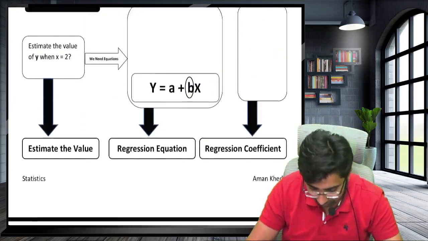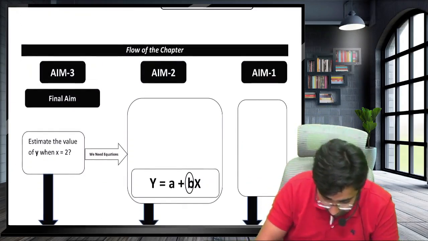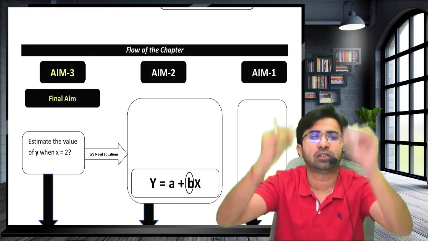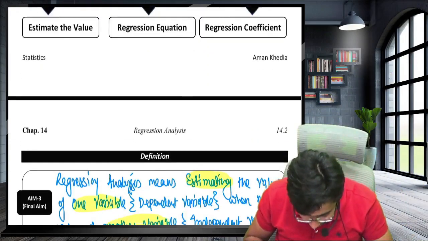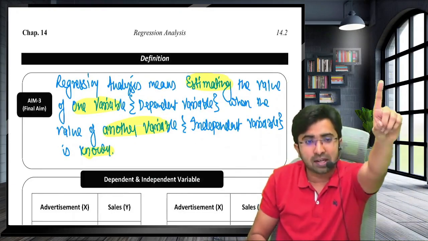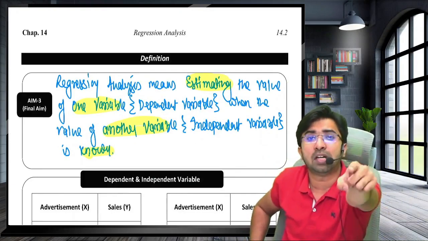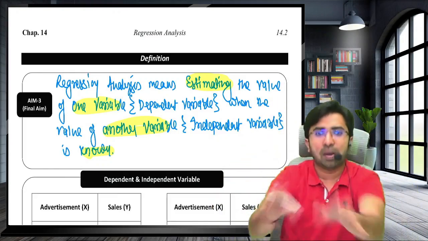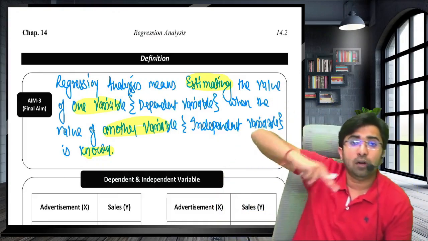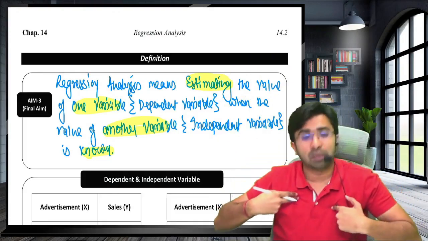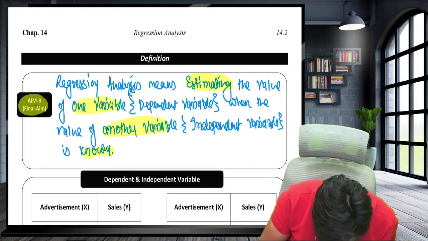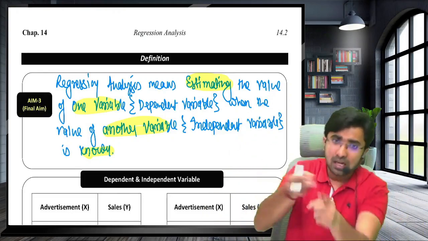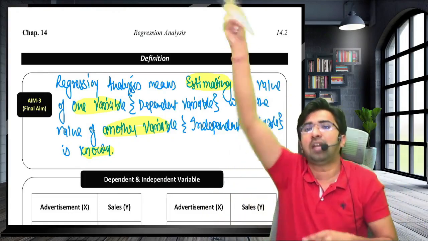Pooja, done? Okay. Guys, see. My aim number 3, my final aim in this chapter, is the definition of this chapter. What is the definition of this chapter? The definition says regression means estimating. Estimating means calculating the value of one variable when the value of another variable is already known to me. This is my final aim, aim number 3, to estimate the value of one variable when I already know the value of the other variable.